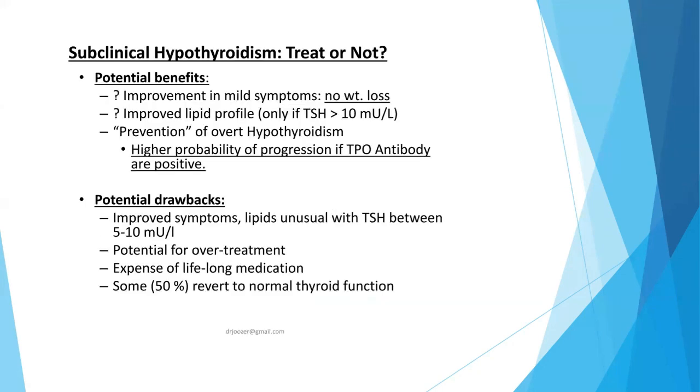Now, it is always a discussion about whether to treat subclinical hypothyroidism or not. So we need to look for the benefits and the drawbacks of the treatment. If there is improvement in the mild symptoms, no weight gain, improved lipid profile, or prevention of overt hypothyroidism when we start the treatment, then yeah, we need to actually continue the treatment. But there are some drawbacks, like improved symptoms and lipids being unusual with TSH between 5 to 10, the potential of over treatment, and the expense of lifelong medication. Then there is actually some discussion whether to continue the treatment or not.